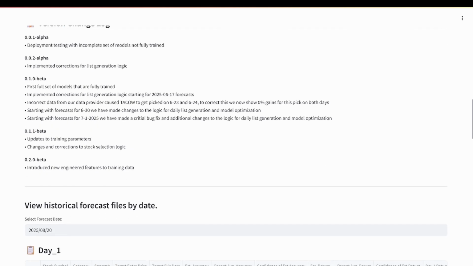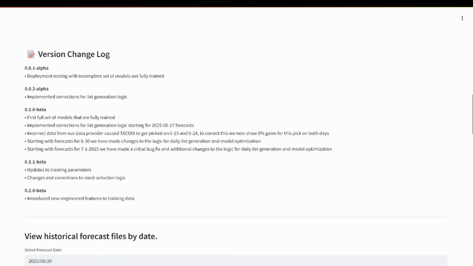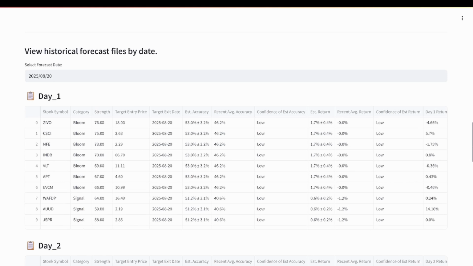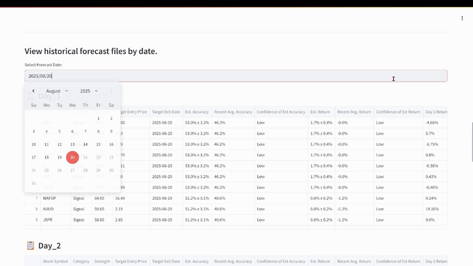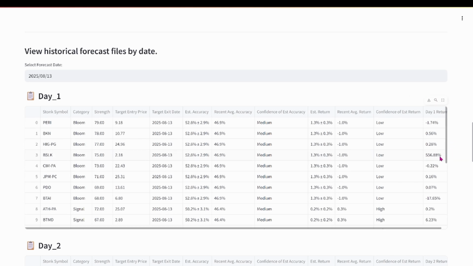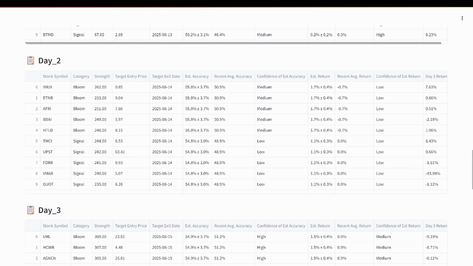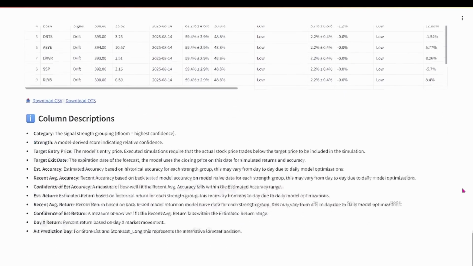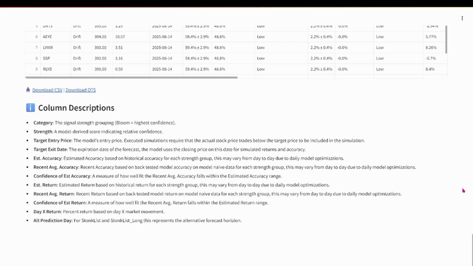Below the charts on the dashboard, we see the version changelog, and below that, we see the historical forecast files, which can be chosen by date to pull up any of the previous historical forecast files, and it also shows the returns for all the forecasts from any given day. You can also download the original forecast CSV file to compare with the timestamped hash. We also have column descriptions that correspond to these historical files and the daily email subscription tables.